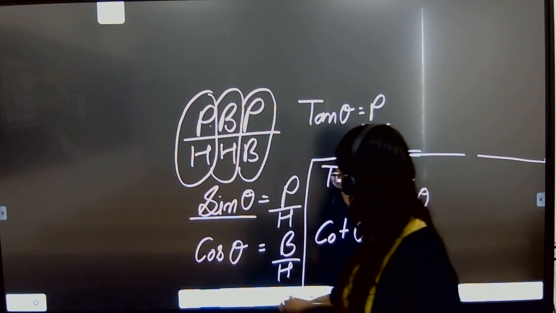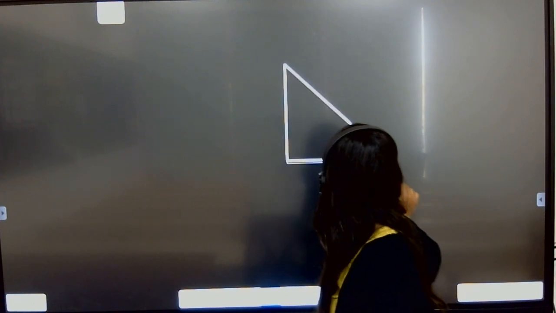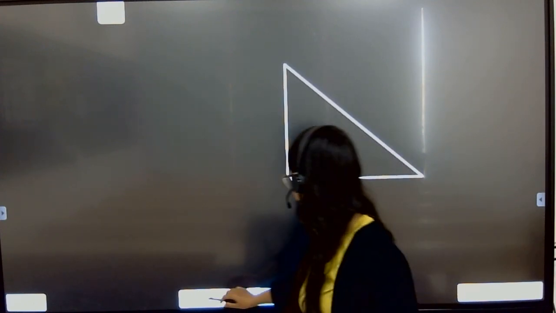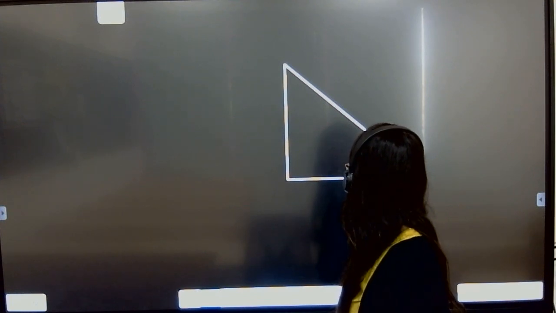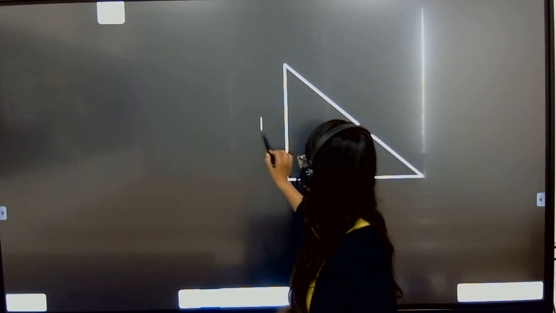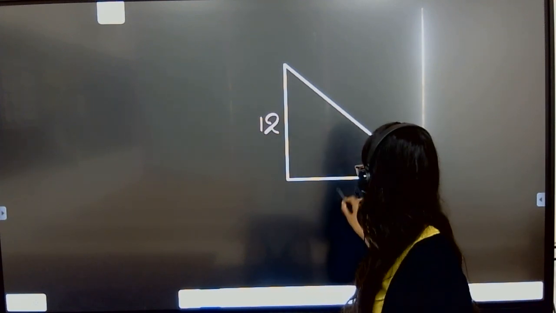Now I'm erasing this part and let's suppose we have one question. Let's suppose this value is 12 and this value is 5.